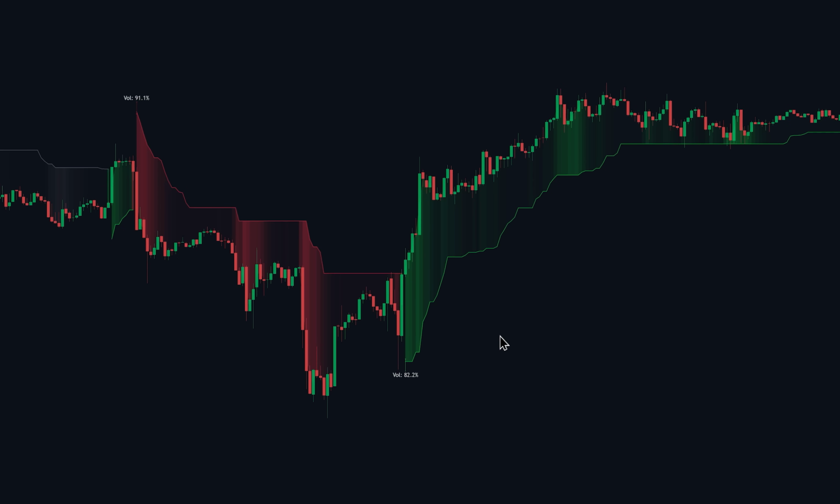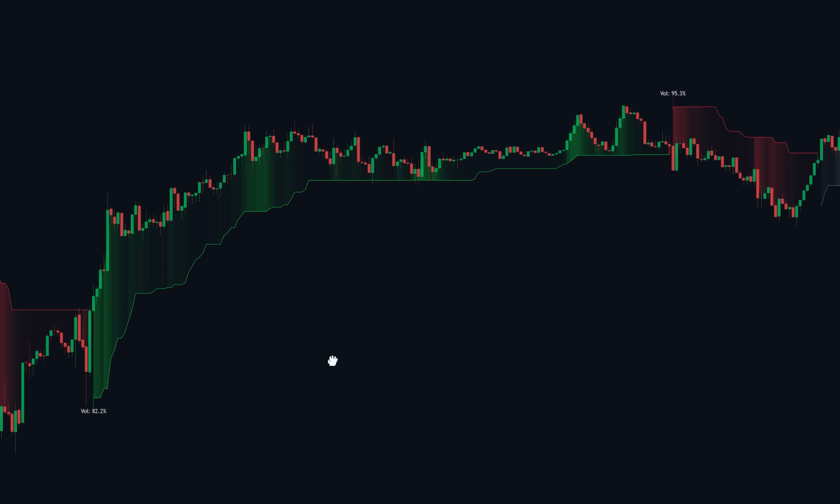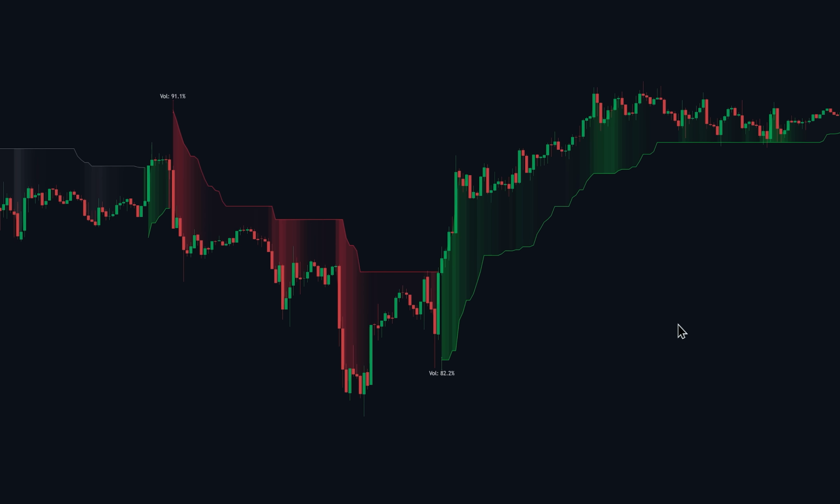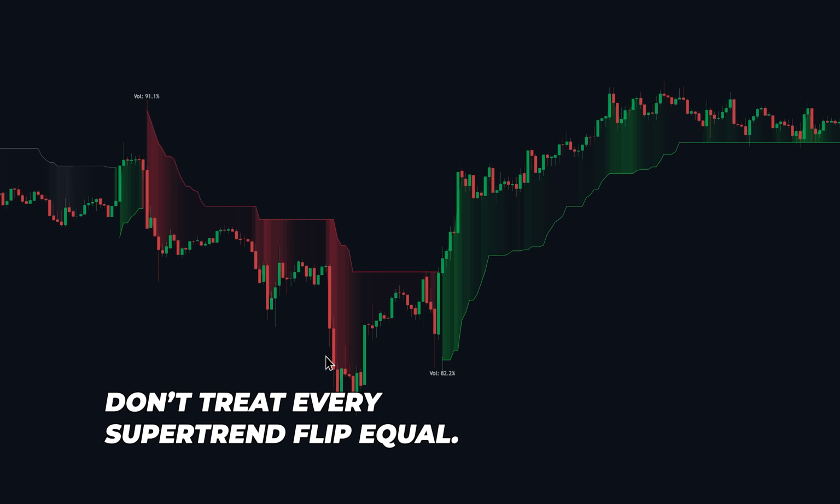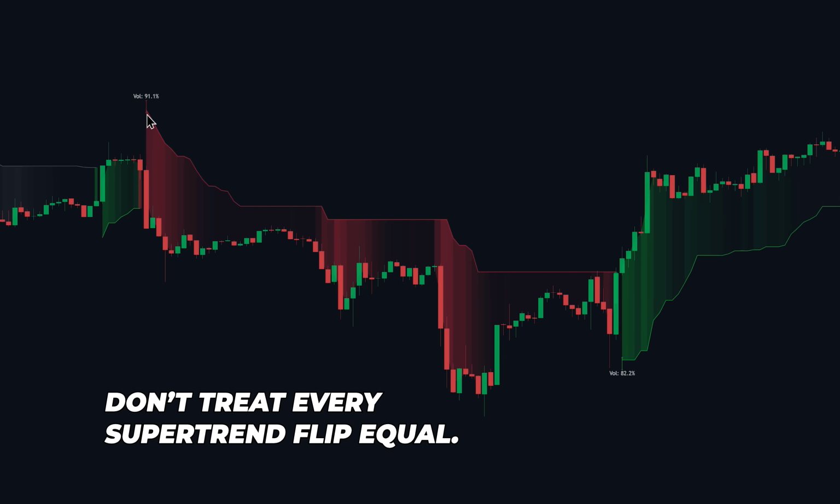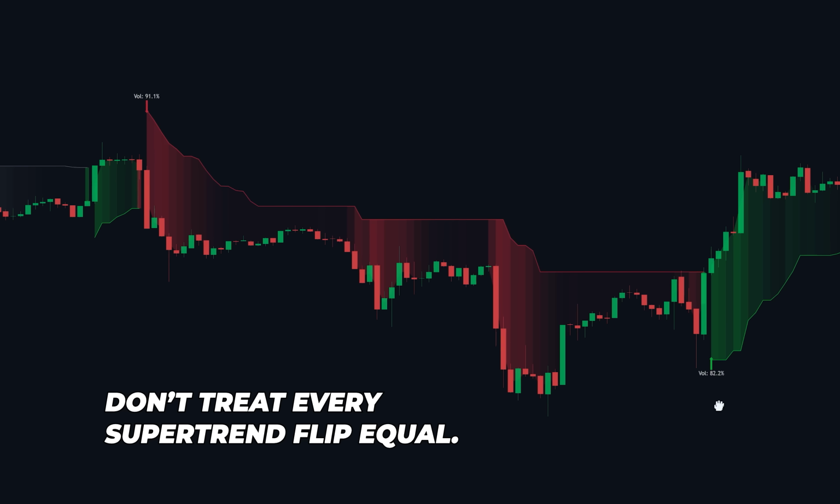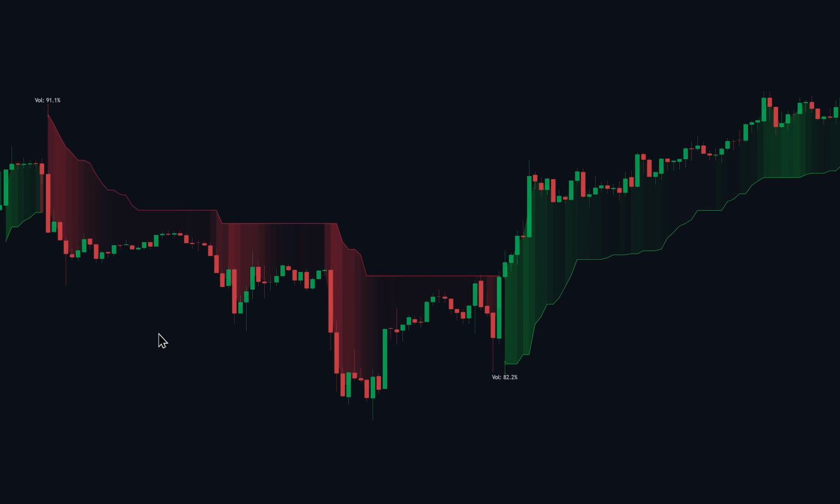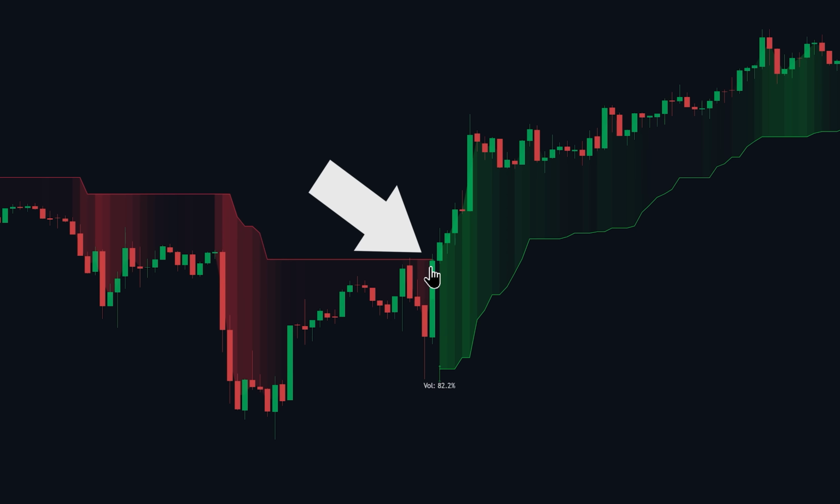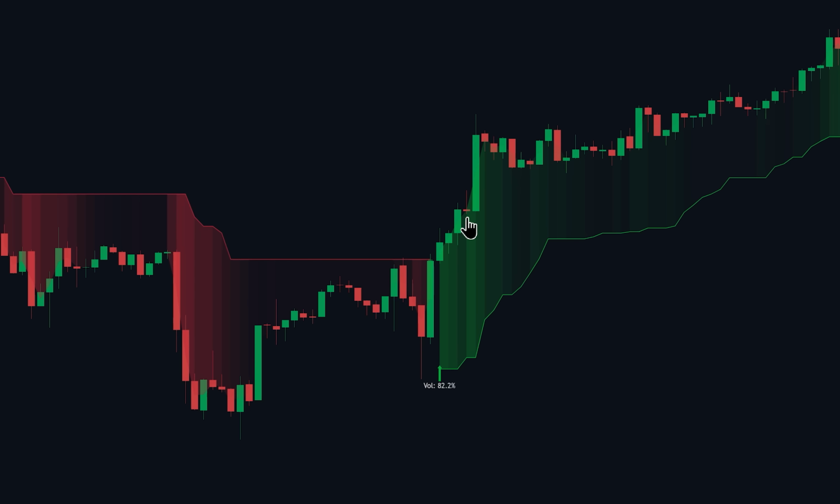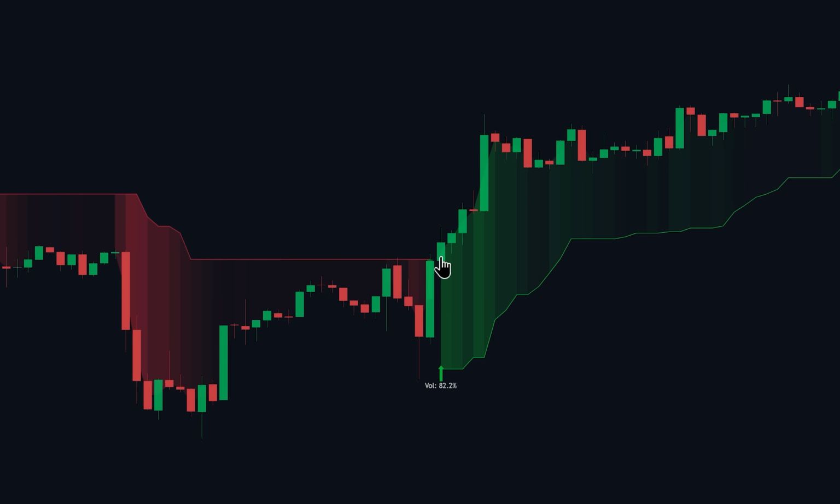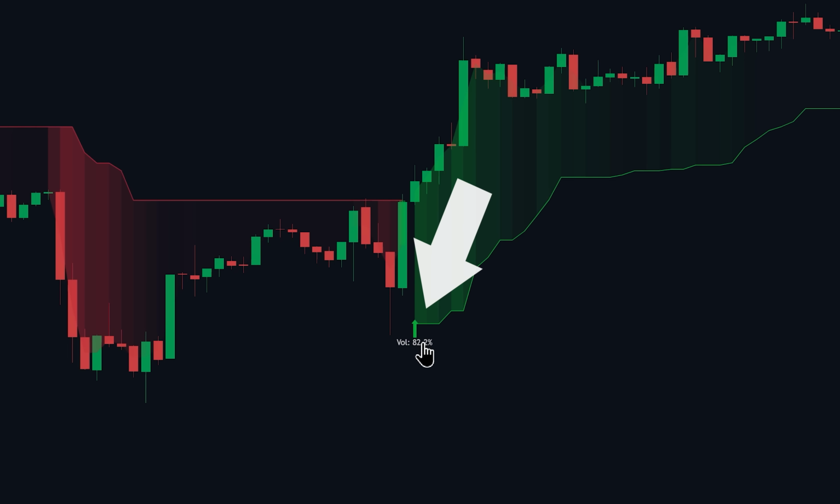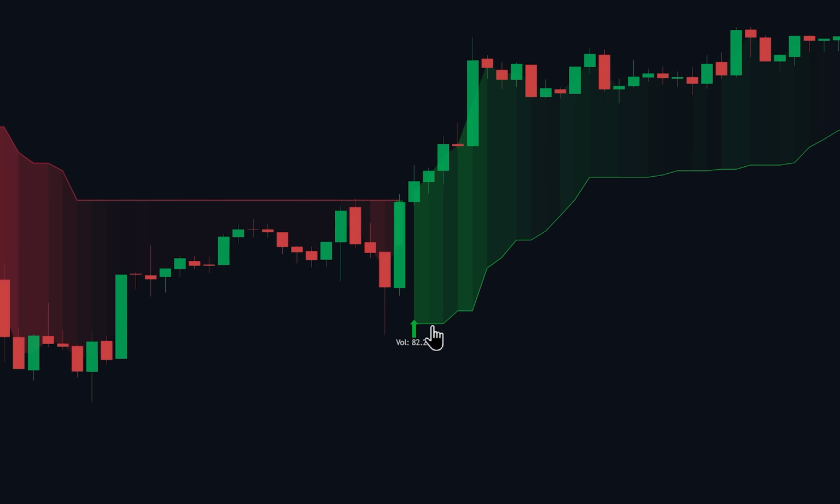Now let's get into how to trade this the right way, without turning it into guesswork. The core rule is simple. You don't treat every SuperTrend flip equal anymore. You treat it like a two-step process. Step 1 is the SuperTrend break itself. Price crosses the SuperTrend line and closes on the other side. Step 2 is the KDE percent and the signal strength. This is the "is it real" filter.